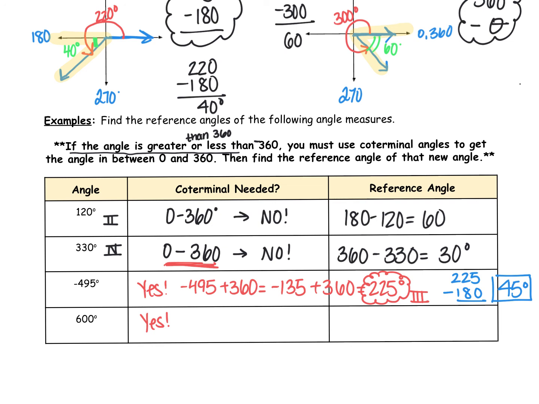Same thing with 600. It's too big. So we're going to use coterminal angles. Let's subtract 360 and see what we get. Why am I subtracting? Because I need to get down smaller. So if you do that, you get 240. And that's actually perfect, right? 240 is an angle in quadrant 3 again. So the way that you find the reference angle is you take the angle and subtract 180. And that should give me 60. That's my reference angle.